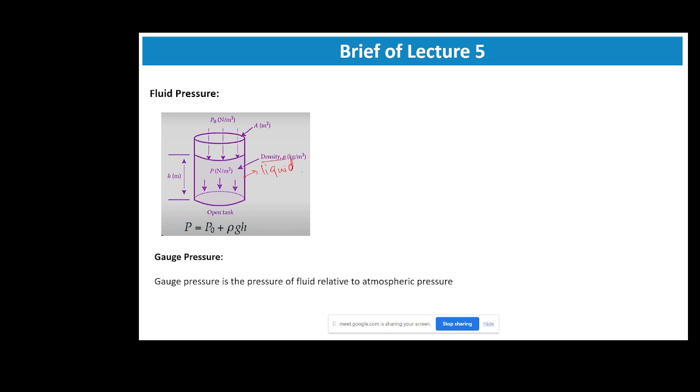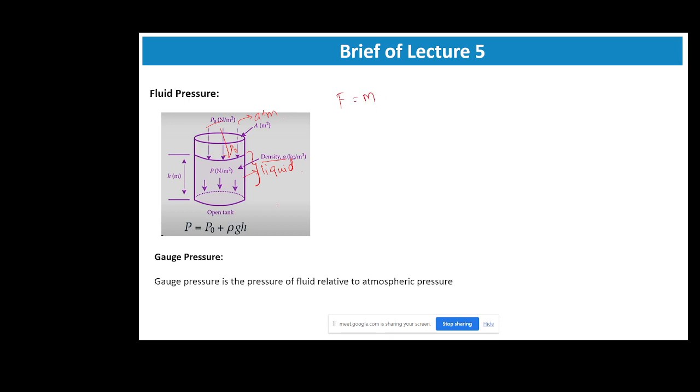It has density rho. Now since it is open to the system, this pressure would be atmospheric, or if it is covered, then let's say it has some pressure P naught. So that much amount of pressure will be exerted. Now this is liquid.